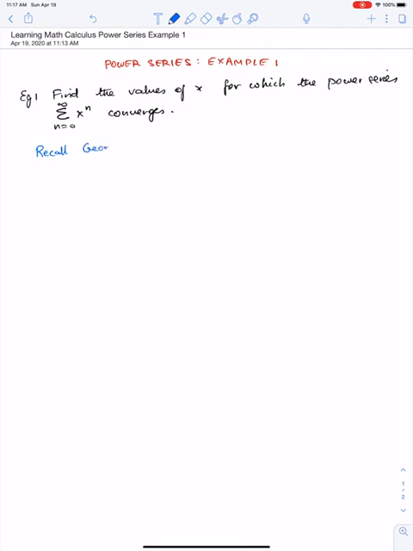Recall geometric series. How did we define a geometric series? A geometric series has the form summation n equals 1 to infinity a r to the n minus 1. And it looks like this: a plus ar plus ar squared plus ar cubed plus dot dot dot forever.